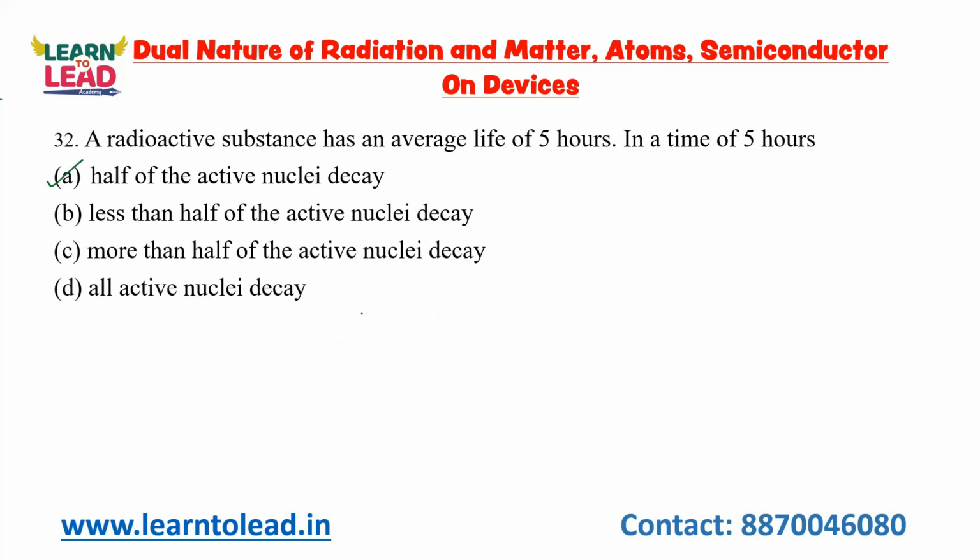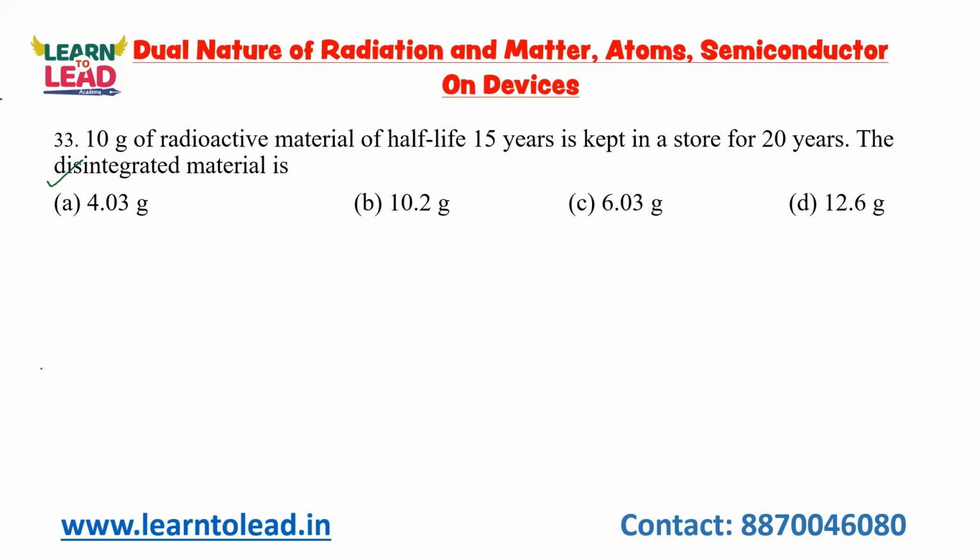Then, a radioactive substance has an average life of 5 hours. In a time of 5 hours, more than half of the active nuclei decay. More than half of the nuclei will decay. Next.